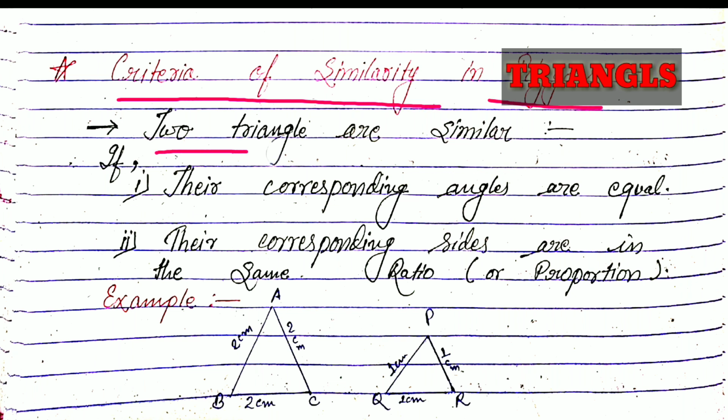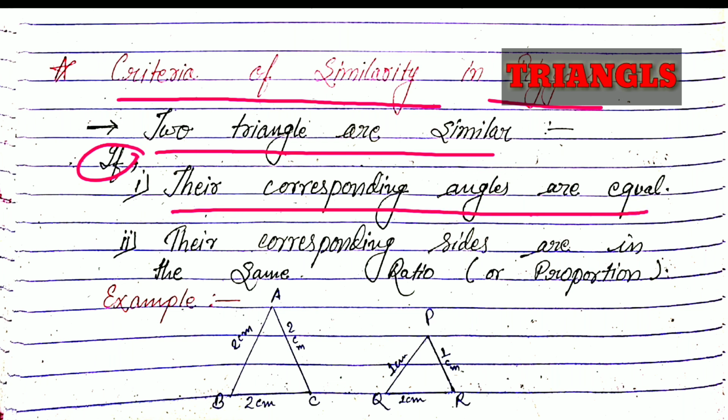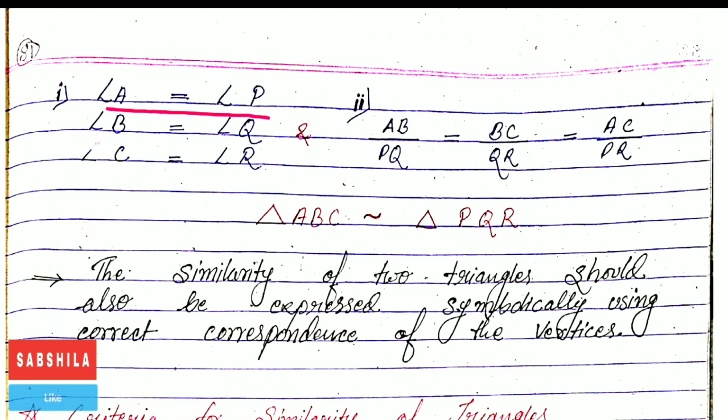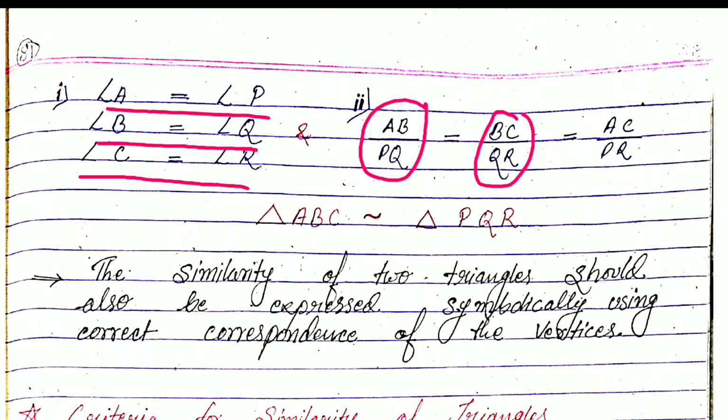Let's see the criteria for similarity of triangles. That is, two triangles are similar if, first, their corresponding angles are equal, and second, their corresponding sides are in the same ratio or proportion. See the example, I have given the figure also. Here angle A is equal to angle P, angle B is equal to angle Q, angle C is equal to angle R. So AB is proportional to PQ, BC is proportional to QR and AC is proportional to PR.